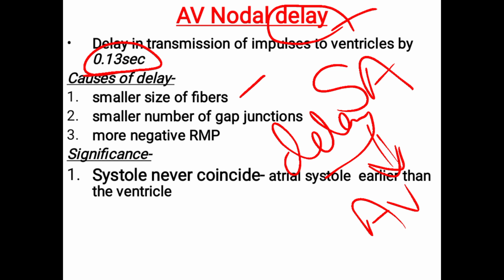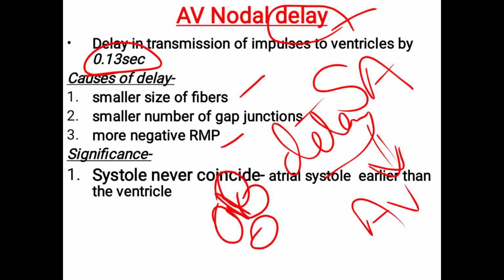Then, a smaller number of gap junctions. Between the cells there is a gap, and there is a smaller number of gap junctions. Then, a more negative resting membrane potential. I will explain resting membrane potential in the next class, the nerve muscle physiology class. For now, just write what AV nodal delay is: the transmission of impulses from the SA node to the ventricles takes some time.